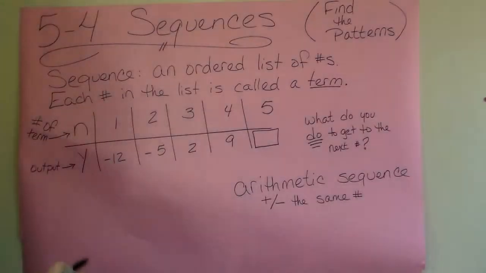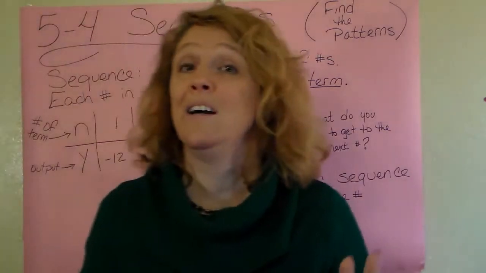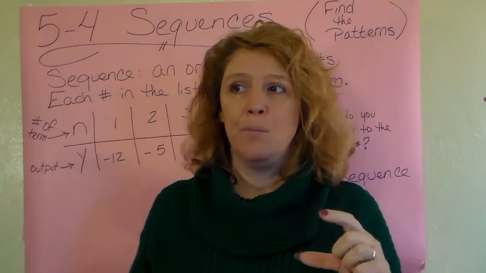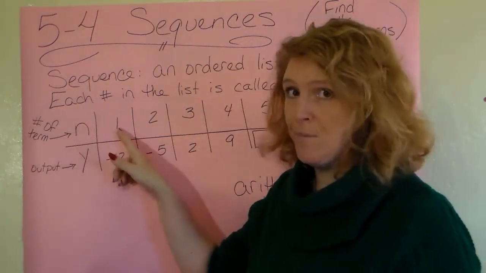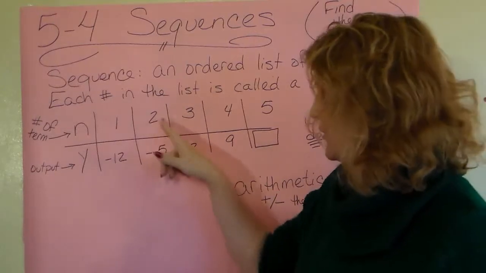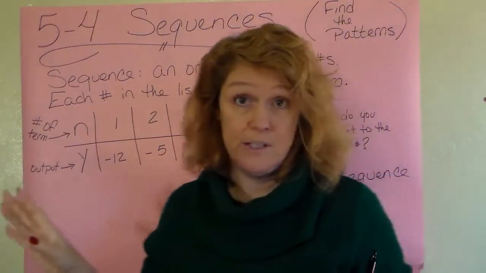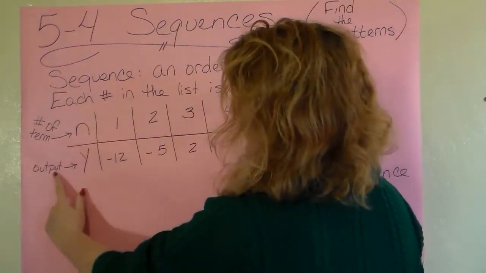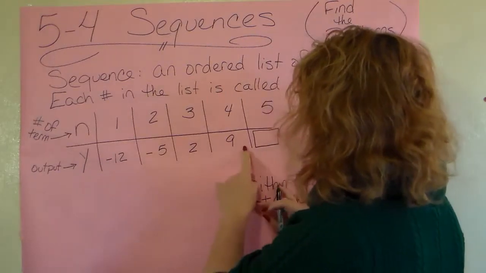Now, we have N and we have Y. Why this is an X and Y, I honestly don't know. But N right now is the number of the term. So this is the first term, this is the second term, this is the third term. So this is always 1, 2, 3, 4, 5, always. And our output is still Y. And here is our pattern.